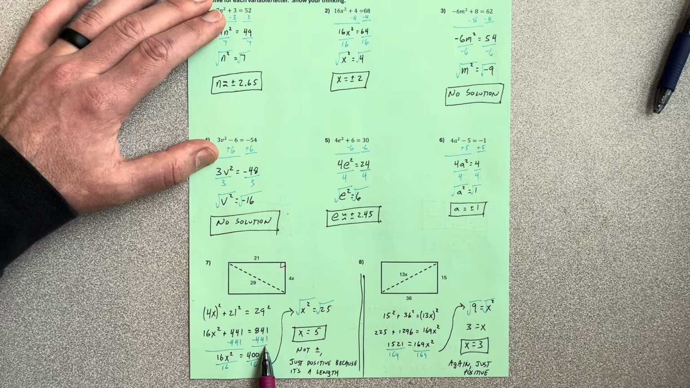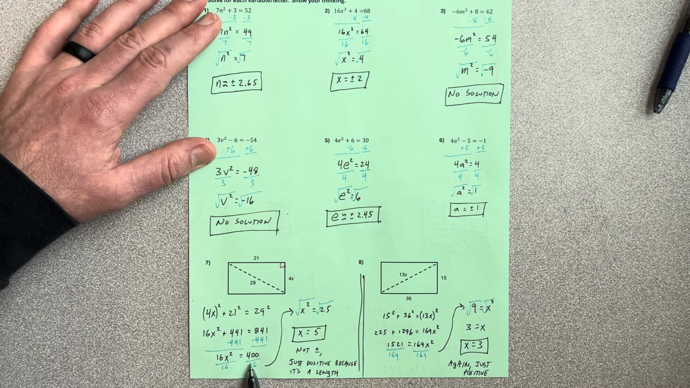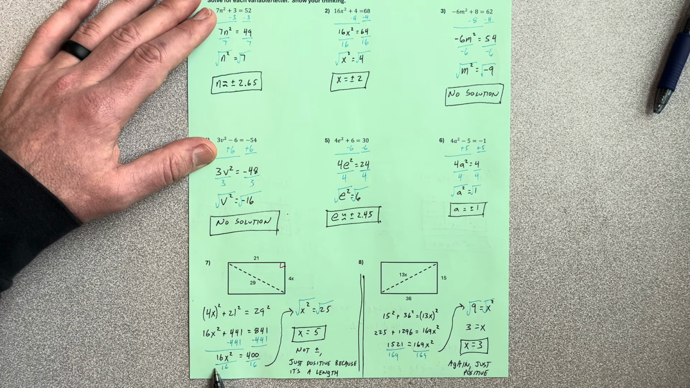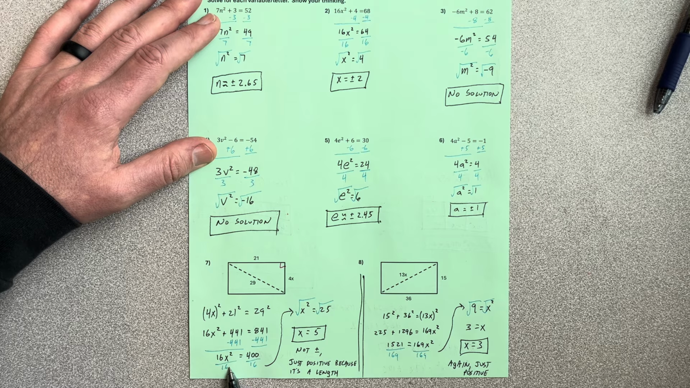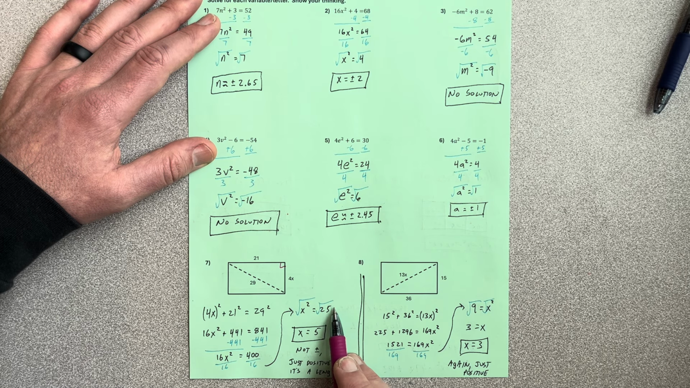Subtract 441 from both sides to learn that 16x squared equals 400. Again, nobody cares what 16x squared is. Divide by 16 to learn that x squared equals 25. That's good news. That's a perfect square. Square root both sides to learn that x equals 5.